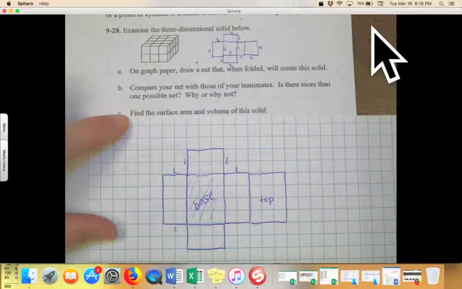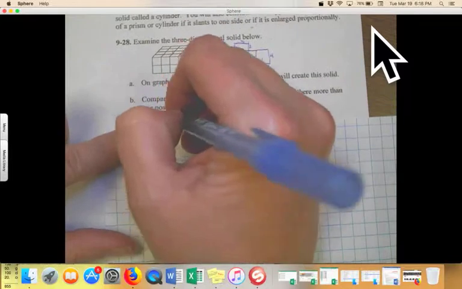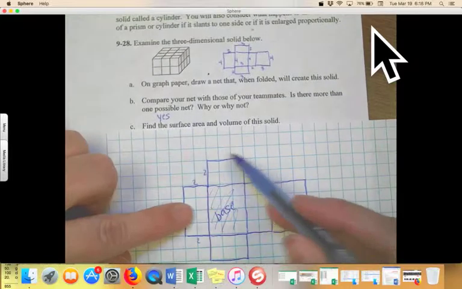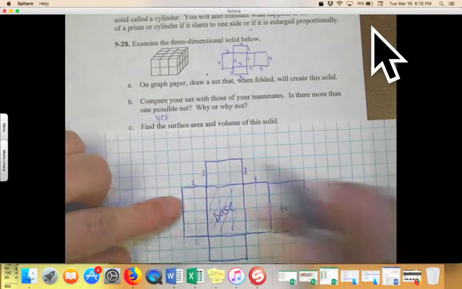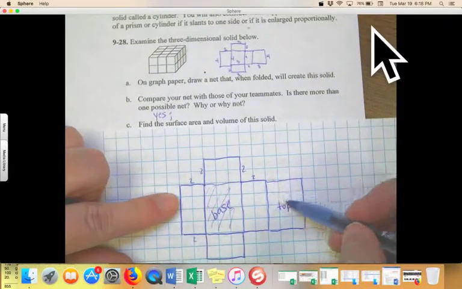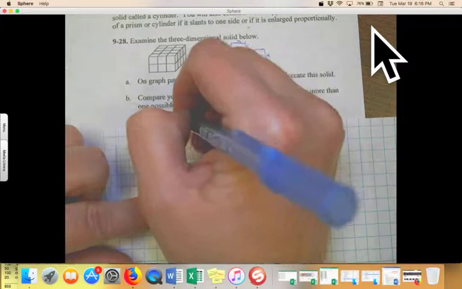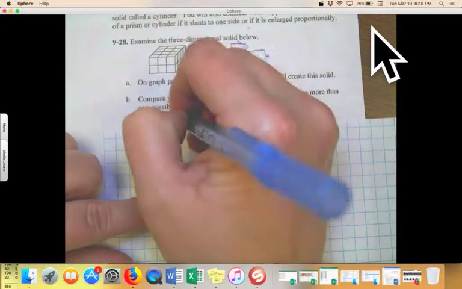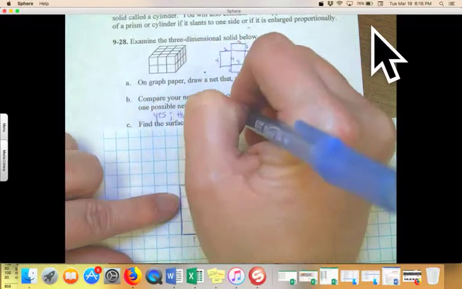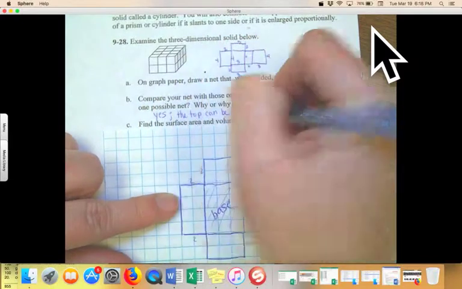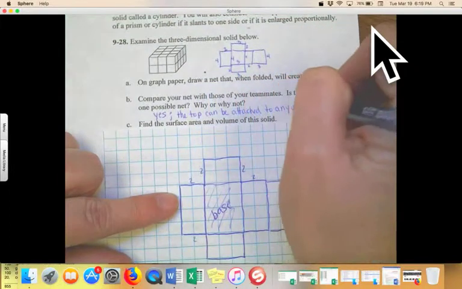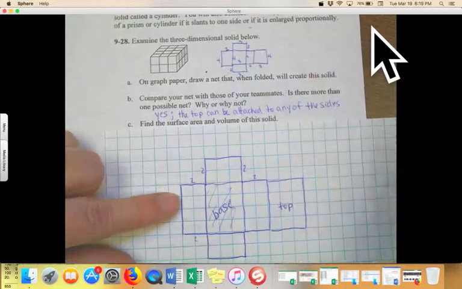Okay. Is there more than one possible net? Yes, there is, because you can add the sides to different heights. Y'all may have a better way to explain that. You can attach the top to a different one of the sides, maybe. The top can be attached to any of the sides. That may be one way to explain it, but please explain it in a way that makes sense to you.